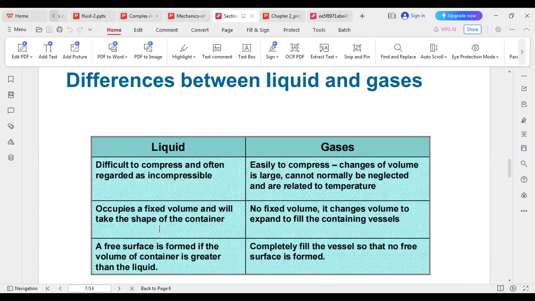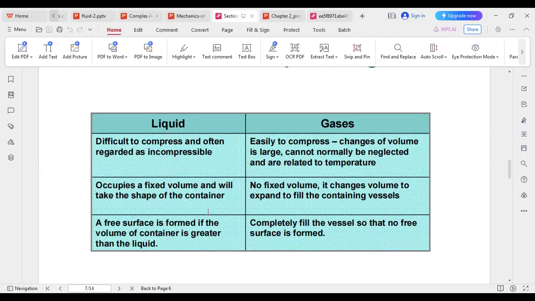There are differences between liquids and gases, and we discussed them in our previous lecture, lecture 5. Liquid is difficult to compress and is regarded as incompressible. Gas is easily compressed, the change of volume is large and cannot normally be neglected, and it is related to temperature.